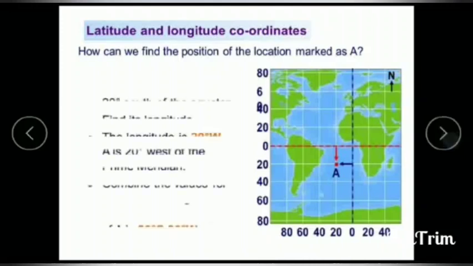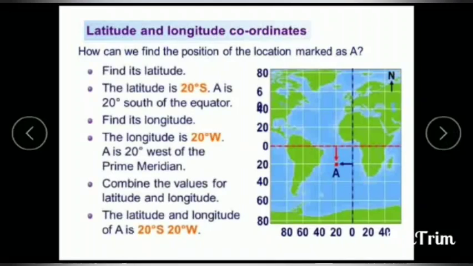The answer would be, first you have to find the latitude, which is 20 degree south. That is, if we take the equator as a base, it is in the south direction at 20 degree. Now when we talk about longitude, we take the prime meridian as a base. So the longitude is 20 degree west. So A is 20 degree west of the prime meridian.